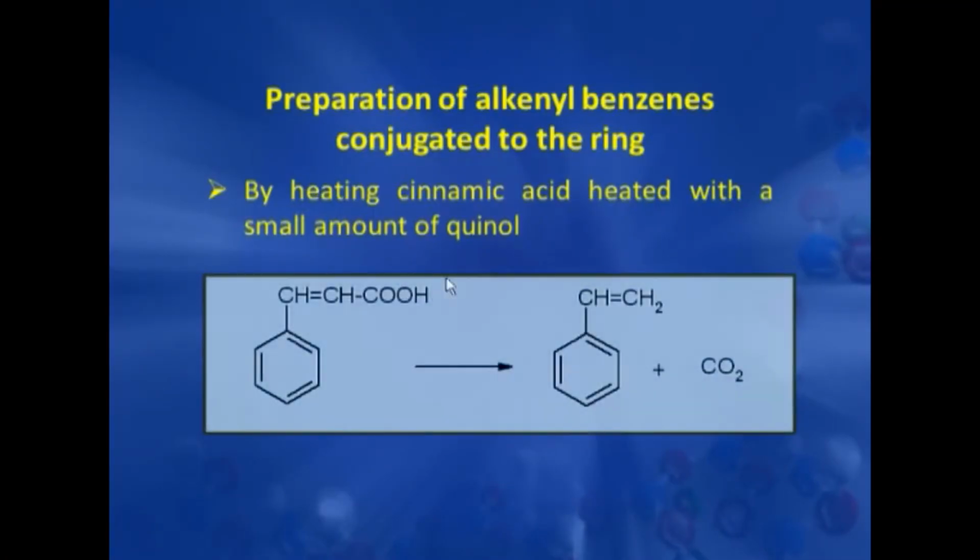Now, another method is decarboxylation of cinnamic acid. When cinnamic acid is heated with a small amount of quinol, the carboxylic group is removed in the form of carbon dioxide and we get styrene.